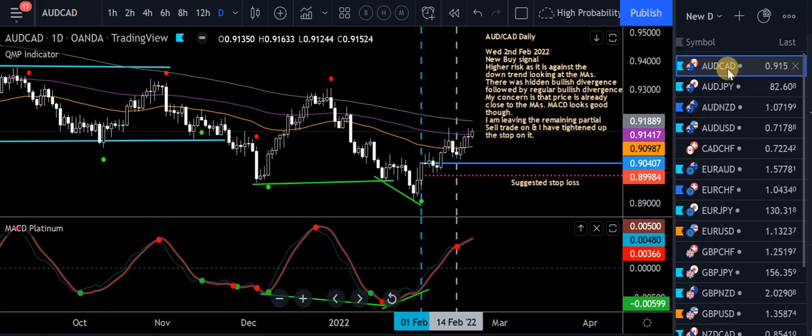Yeah, light blue means there's been some action taken on trades, some trade management. Dark blue, no action taken as yet. There's no new trade setups for Monday.